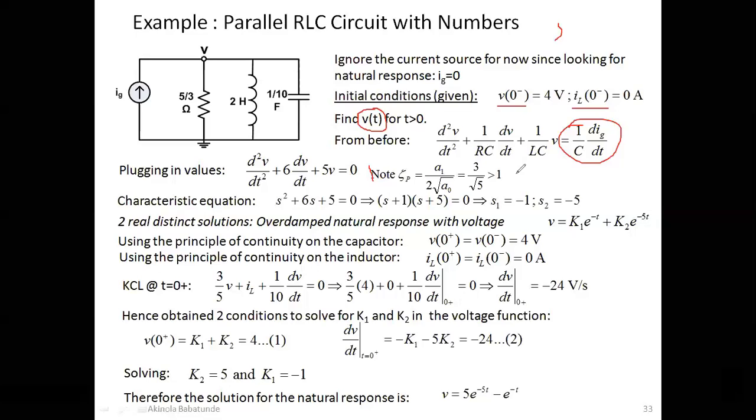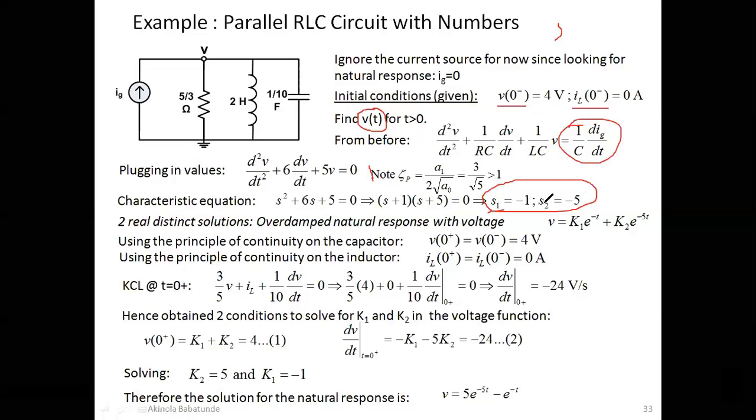So the characteristic equation for this particular second order circuit becomes s squared plus 6s plus 5 equal to 0. You know how we get this. When you solve this, you obtain (s plus 1)(s plus 5) equal to 0. So s1 will be minus 1, s2 will be minus 5. Two real distinct solutions.